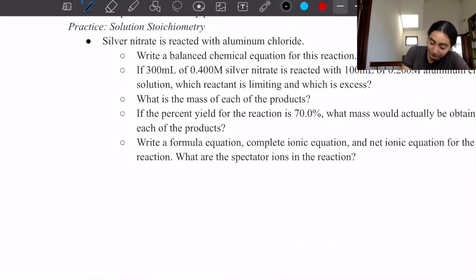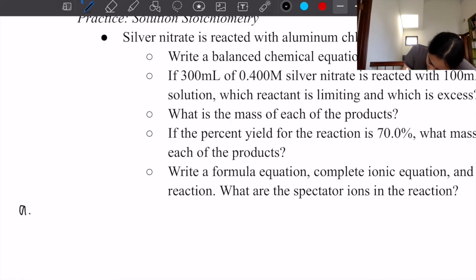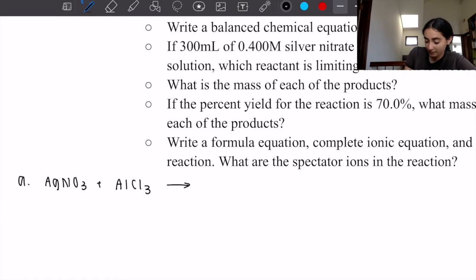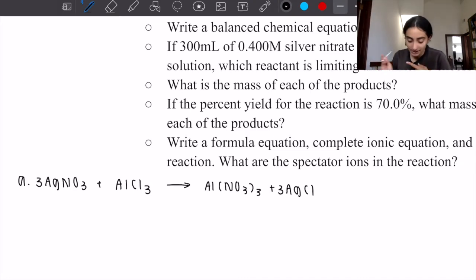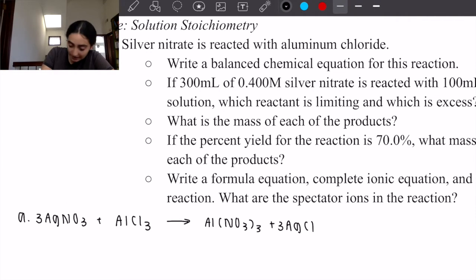So for part A, we want to write a balanced chemical equation for the reaction. So we have silver nitrate, which is going to be AgNO3, plus aluminum chloride, which will be AlCl3. And this is a double replacement, so the metals and nonmetals will switch places. So we are going to have AlNO3 plus AgCl. And to balance, I'm going to put a 3 in front of the AgNO3 and a 3 in front of AgCl. So now we have 3 silvers, 3 nitrates, 1 aluminum, and 3 chlorines. Perfect, part A is already done.